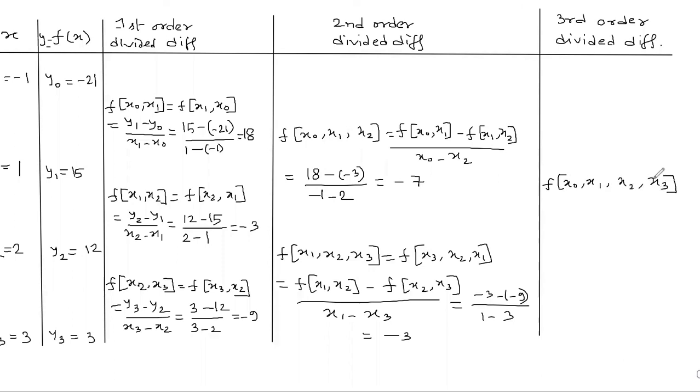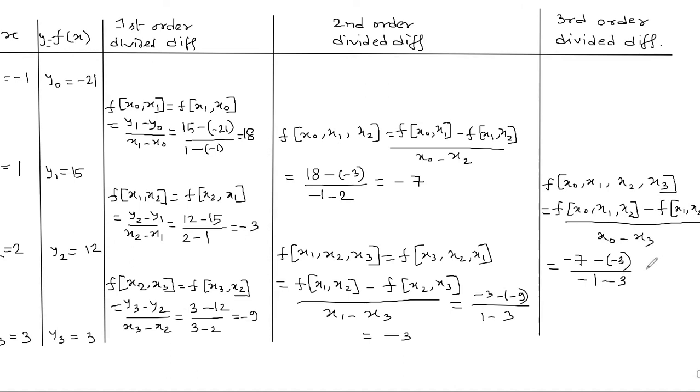So we'll place the third order divided difference with respect to these arguments over here. That is equal to f of x0, x1, x2 minus f of x1, x2, x3 divided by the first argument minus the last argument. So that is equal to f of x0, x1, x2, which is given by minus 7, minus f of x1, x2, x3, which is given by minus 3, divided by x0 minus x3, which is equal to minus 1 minus x3, which is given by 3, which is equal to 1.